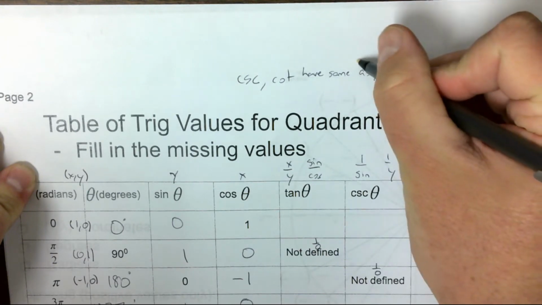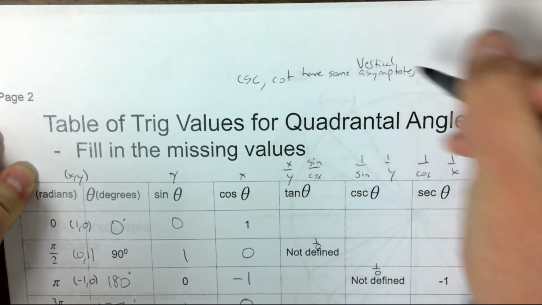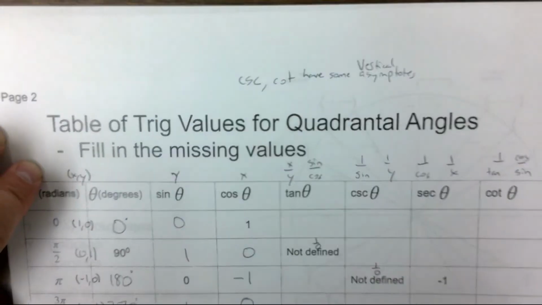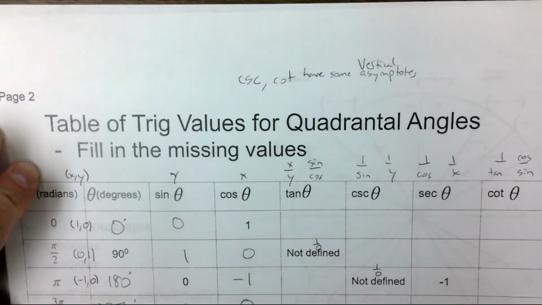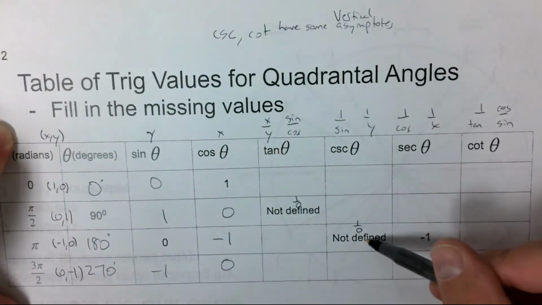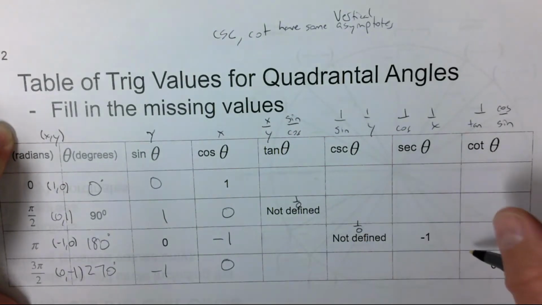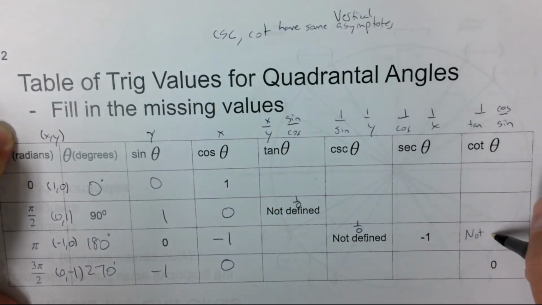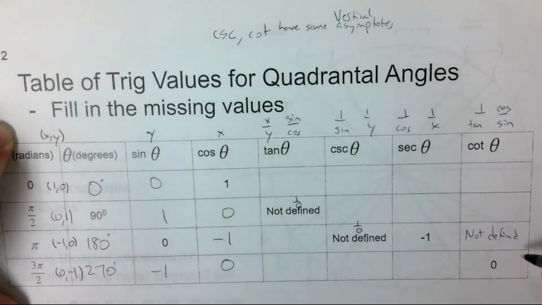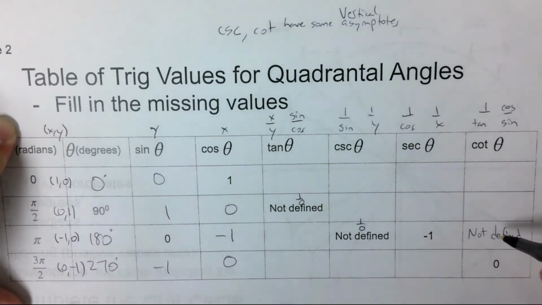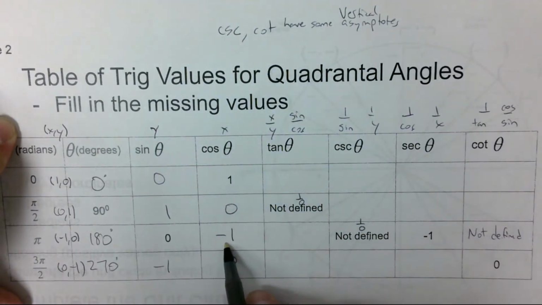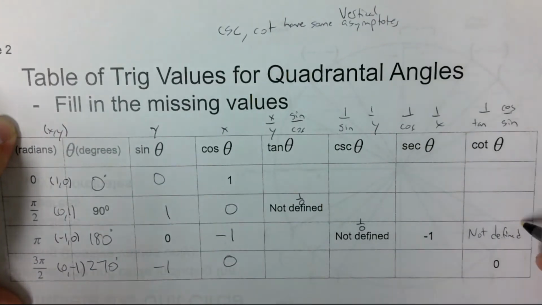It's the vertical asymptotes. There's no horizontal. And so basically, if it's undefined for cosecant, it's also going to be undefined for cotangent. And if you want to check that, we're saying 1 over tangent. Well, we didn't do tangent yet. But if you do cosine over sine, that's negative 1 over 0, which is also undefined.